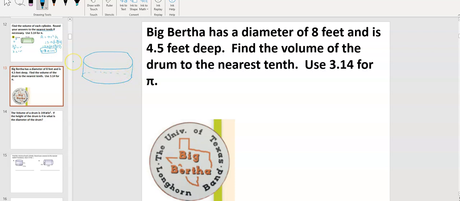So this is our Big Bertha, and it says that it has a diameter all the way across of 8 feet, and it's 4.5 feet deep. So that is depth. And we need to find the volume of this drum. Okay, same things. I have a diameter. So because 8 is my diameter, I'm going to divide it by 2. 4 is my radius. Volume is 3.14 times my radius squared times my height, 4.5.